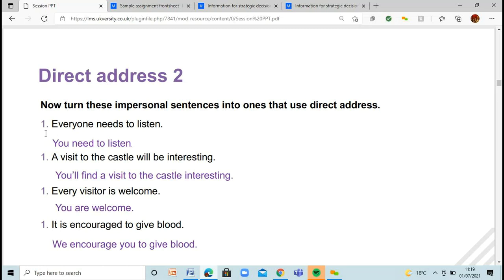Or I could point to someone and say, you need to listen. And then there's another one, a visit to the castle will be interesting. But to make it more personal, you'll find a visit to the castle interesting, so the you makes it a bit more personal there. Every visitor is welcome, and then you are welcome. It makes you want to go. And it is encouraged to give blood. If I see that sentence, I don't want to go and give blood. But if I see we encourage you to give blood, I might think, oh yeah, okay, go on. I might as well. I'm here now, aren't I?